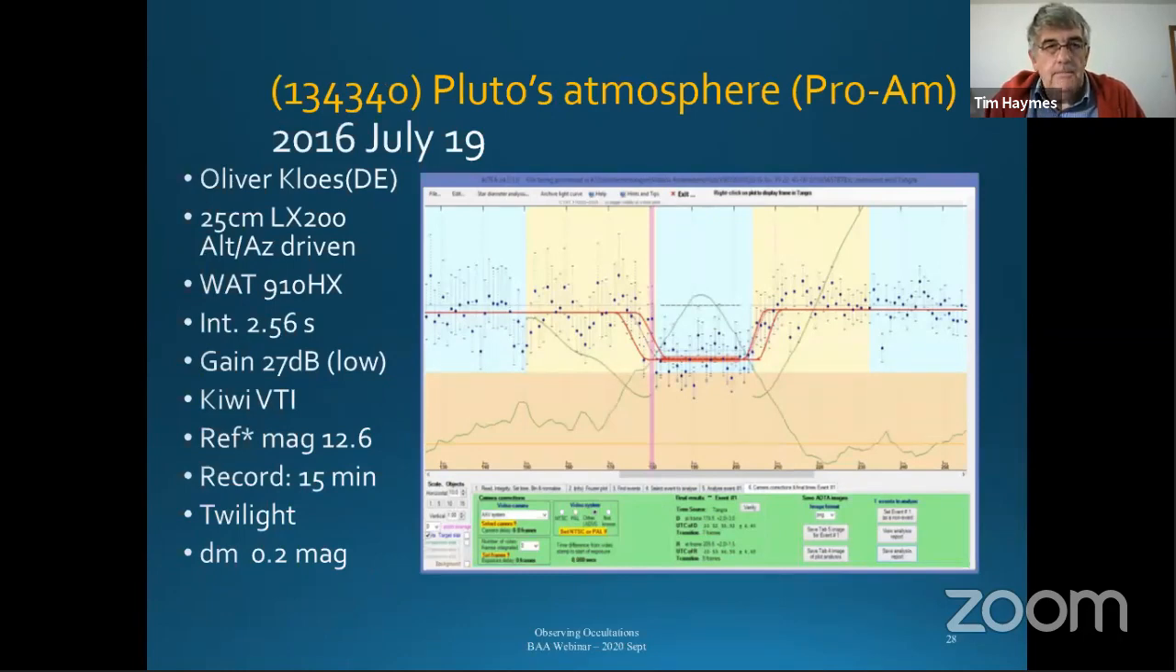So this is a very nice observation done by a German astronomer, Oliver Kloss, with a 25 centimeter LX200. It was a measurement of the atmosphere of Pluto, and he observed it with a WATEC 910 video camera under very good conditions, and he got a very, very nice light curve, which was passed on to the professional astronomers. We were looking at the size of the expansion or contraction of the atmosphere of Mars.